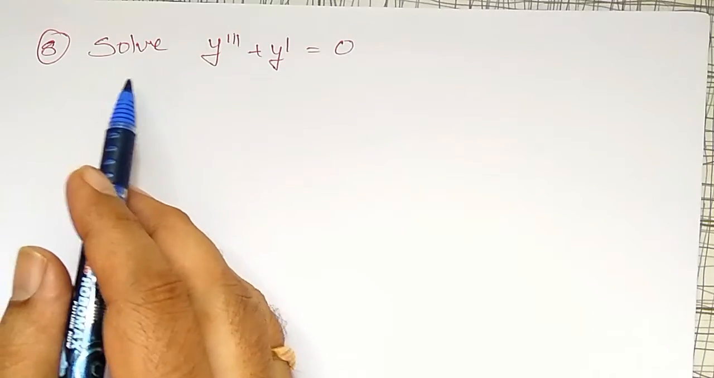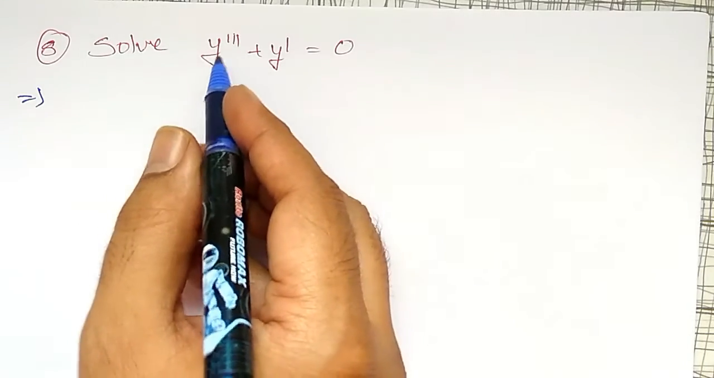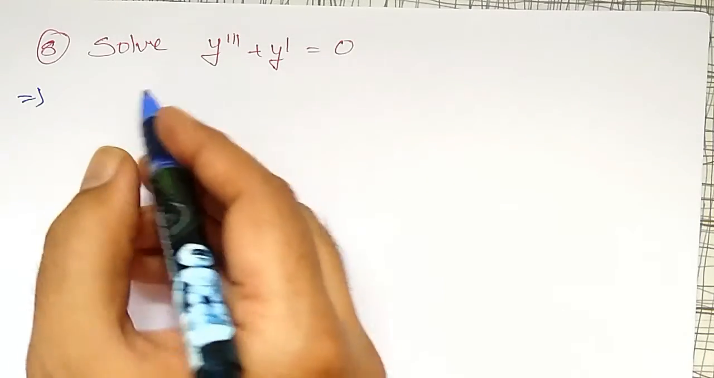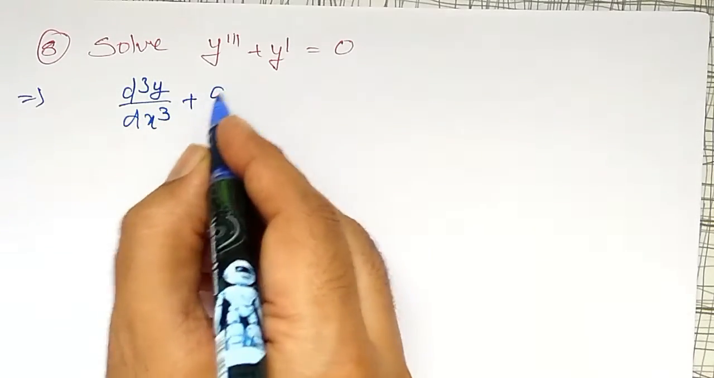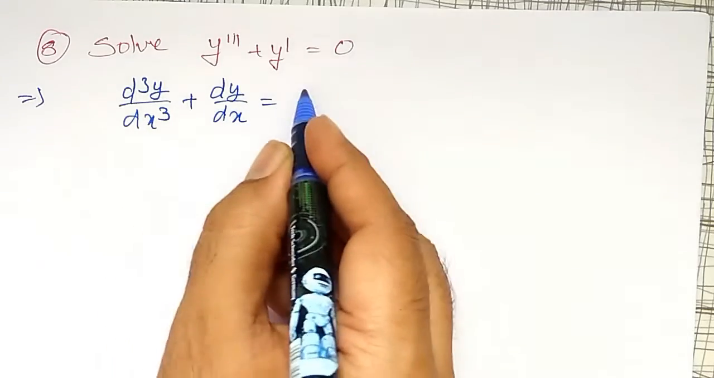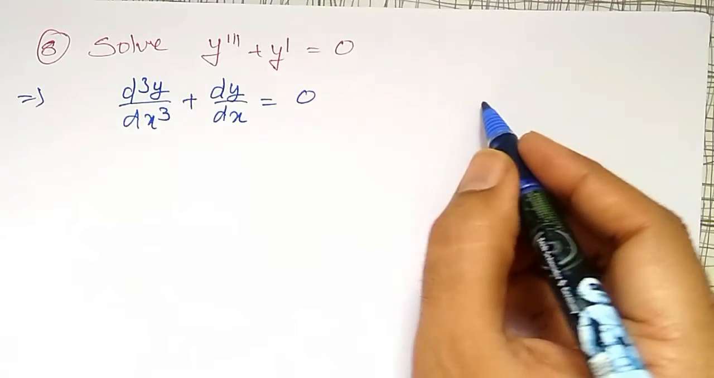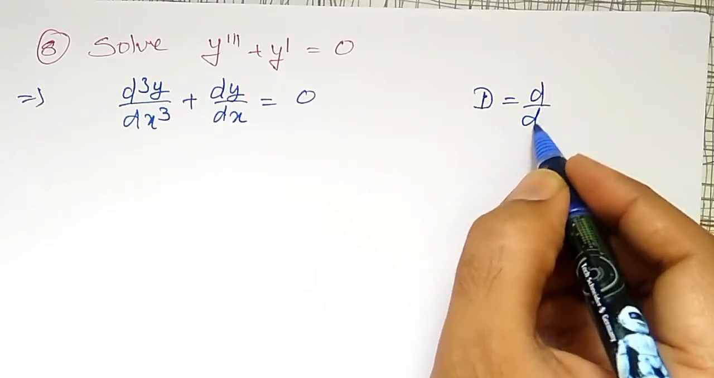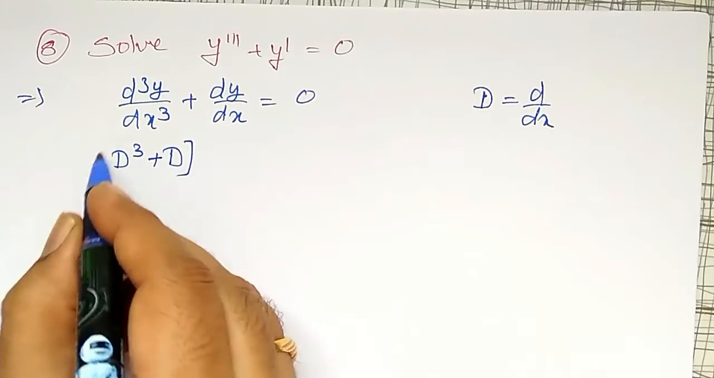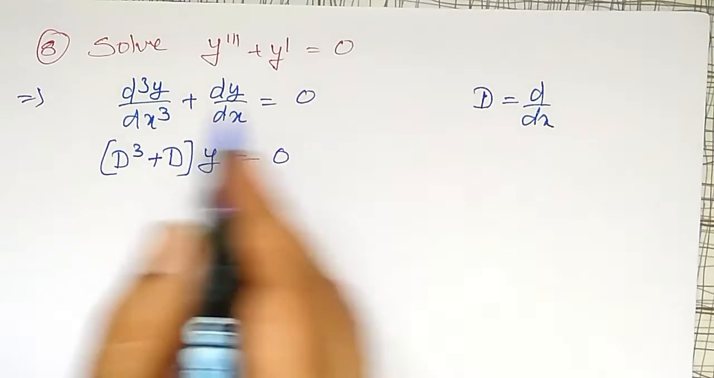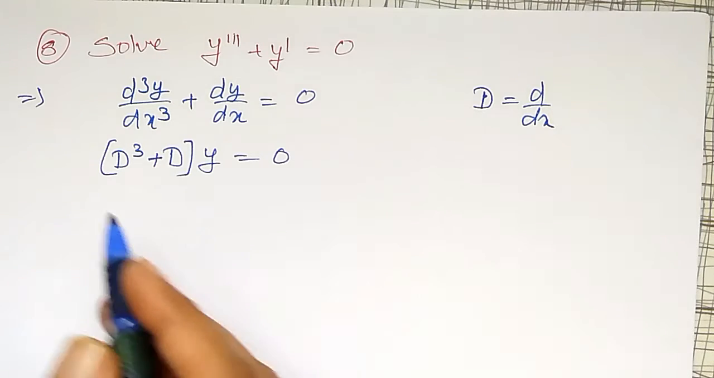Now another example: solve y triple dash plus y dash equal to 0. Here is another notation for derivatives, nothing more. It is nothing but d cube y by dx cube plus dy by dx equal to 0. Same thing I will write using the differential operator, capital D equal to d by dx, as (D cube plus D) y equal to 0. y is taken common, D cube plus D equal to 0.